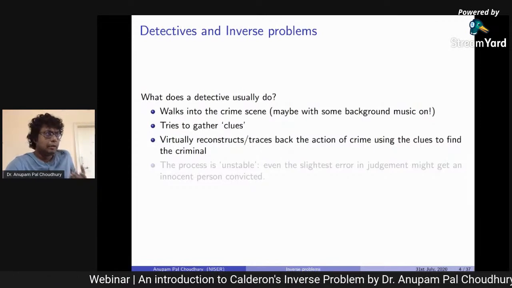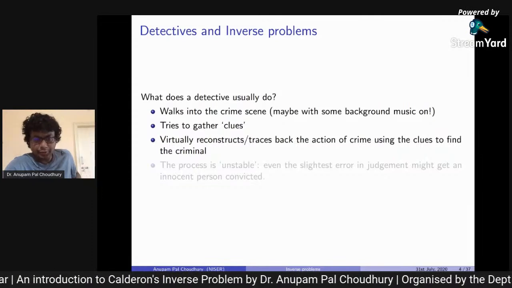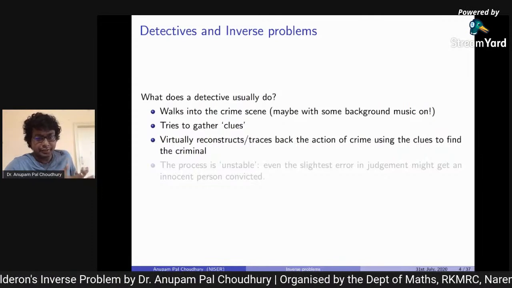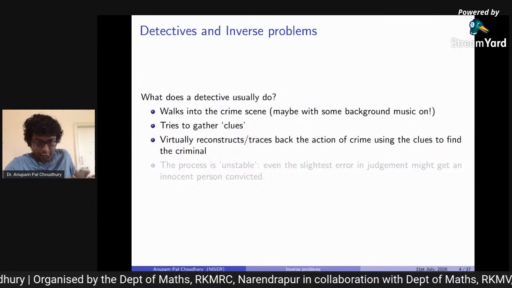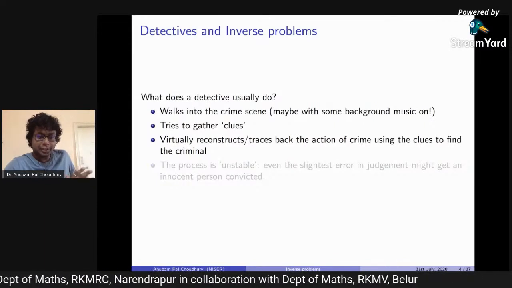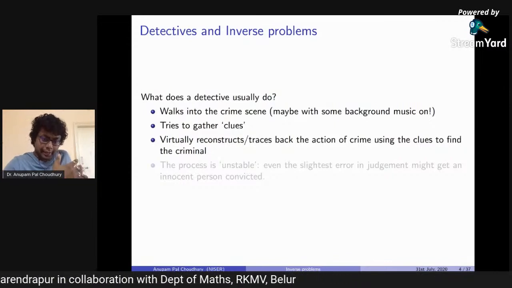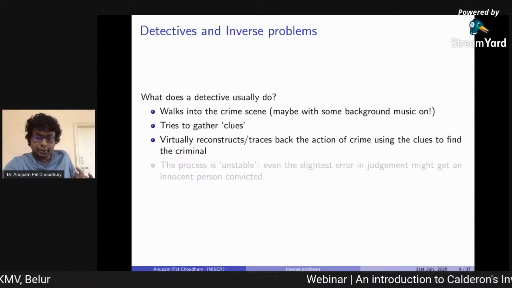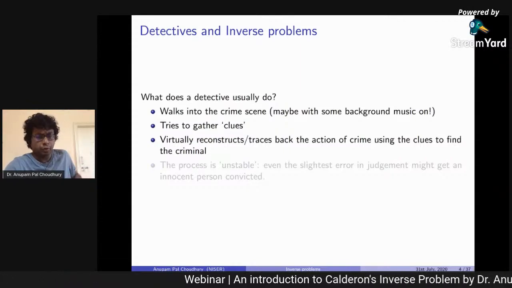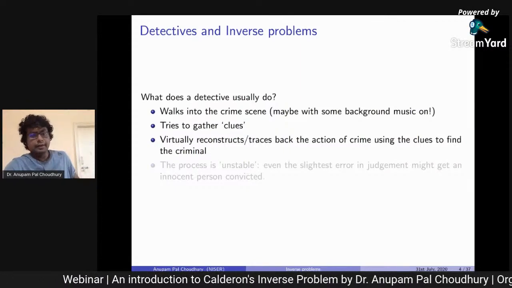There are many ways this is obviously done, and we have seen so many stories. The main aim is this: he wants to catch the criminal, right? So he has to reconstruct the entire action of the crime in some sense, and he just has some clues and some information to play around with.